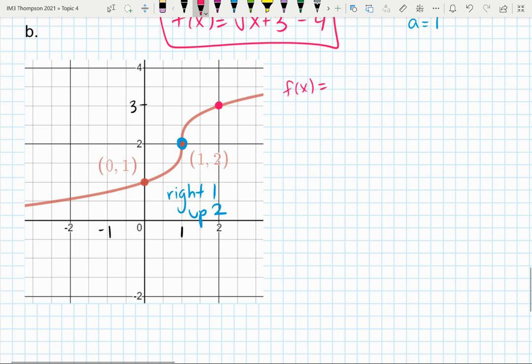Now, this is a cubed root function because it goes to the left forever and to the right forever. It has this snaky shape to it. So it's just the same as above, except my index now is 3. So plug in the obvious transformations, the shifts, and then we'll find A. I don't know A yet, so I'm going to leave A as A. Right 1 is going to look like a minus 1 under the radical. And up 2 is going to look like plus 2 outside the radical.